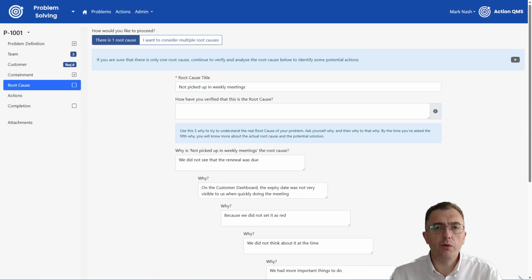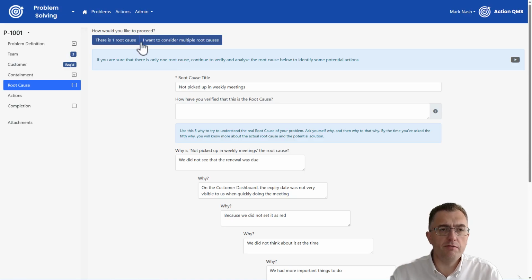We're now on to the root cause part of the problem solving method. And this is where we want to find out what was the reason for it. What was the reason for this problem? Now we've got two options to proceed.